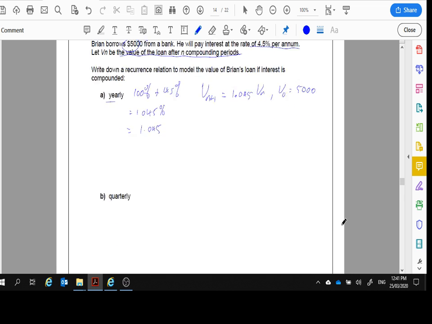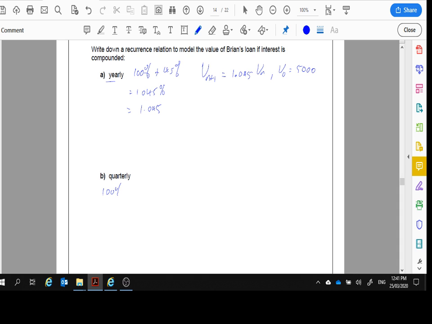Part B is the same thing, but this time quarterly payments. Well, we've still got the 100%, that's not a problem, plus the 4.5%, this is per year. How many quarters are in the year? There's 4 quarters in the year, so I'm going to divide it by 4. So this makes it 100%, plus when I divide this by 4, I get 1.125%. Add them together, that is 101.125%, divided by 100, going to 1.01125. There's my decimal. So V of n plus 1 will equal 1.01125 times V of n, where V of 0 is still $5,000. That has not changed.